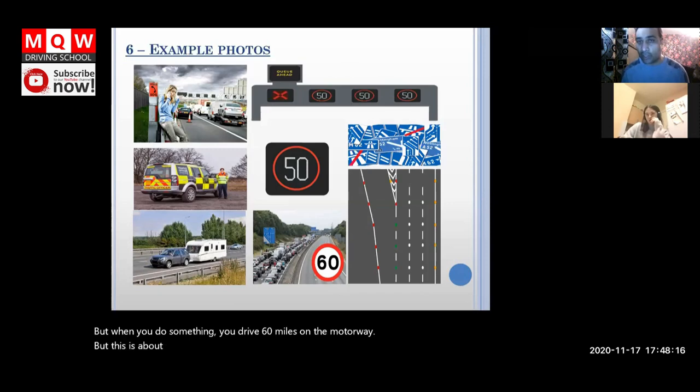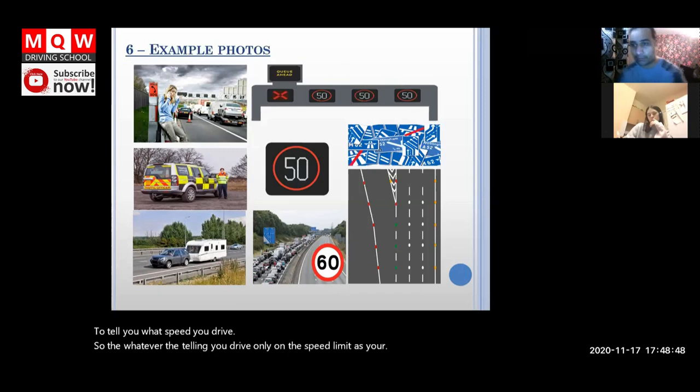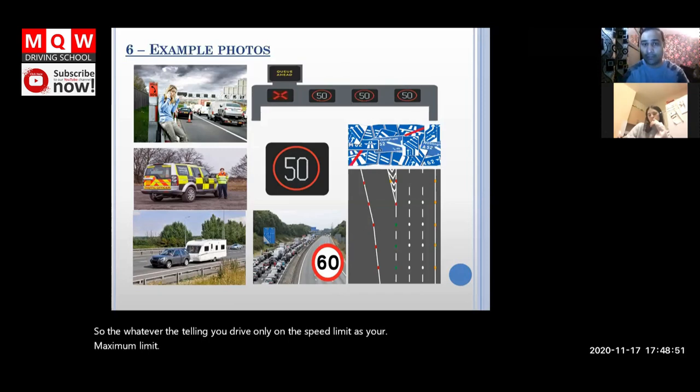But if you are in buses, coaches, vans, and lorries and trucks, they drive 60 miles, not 70, on the motorway. For them, it's different. But if you look at the other picture, where they say 50 on the top, these kinds of signs you see on top of the motorway tell you what speed to drive. So whatever they're telling you, you drive only at that speed as your maximum limit. Okay. Then can you see the cross next to the 50 sign?